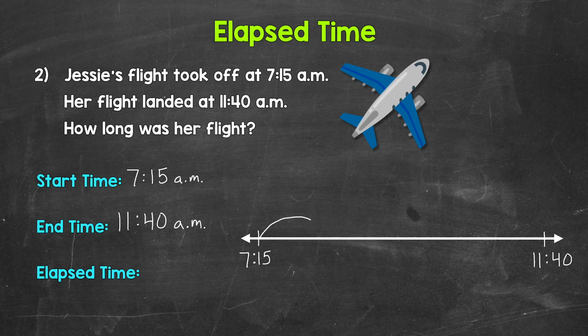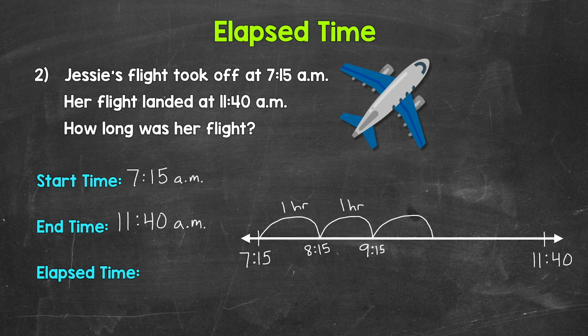Now let's make our way from 7:15 to 11:40. We'll start with a 1 hour jump and go from there. So 1 hour from 7:15 brings us to 8:15. Now going from 8:15, can we make another hour jump without going past our end time? Well, another hour will only bring us to 9:15. So that will work. So let's make another hour jump here, and that brings us to 9:15.